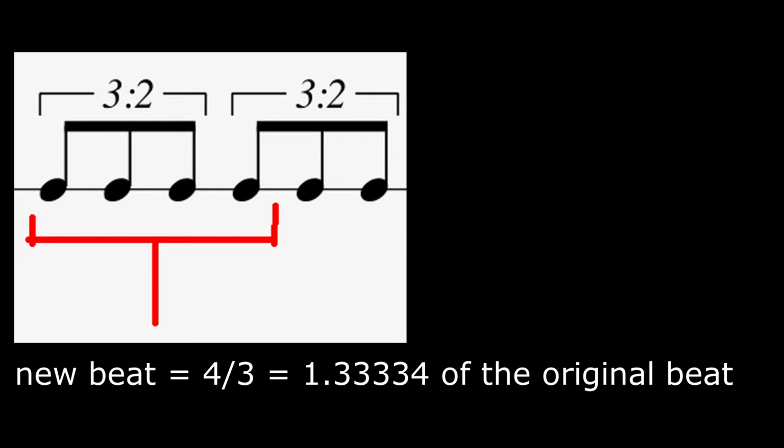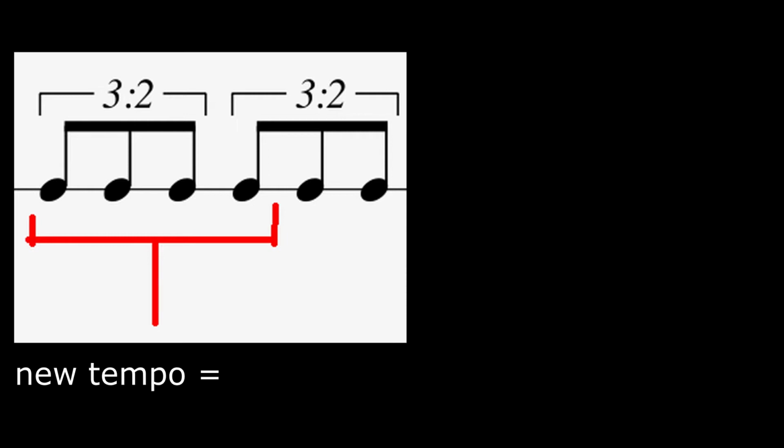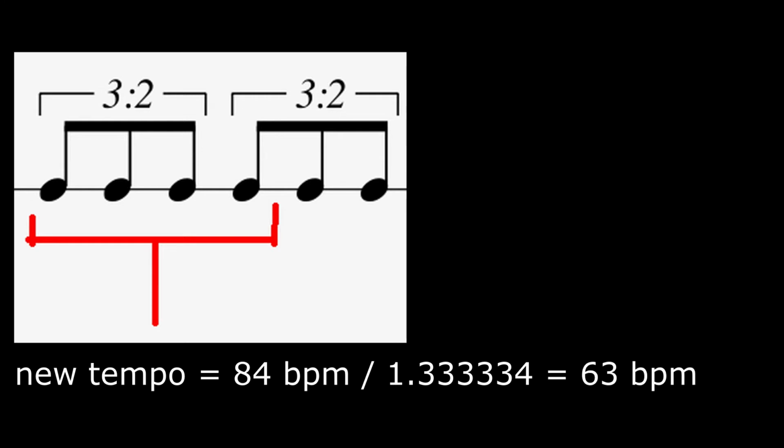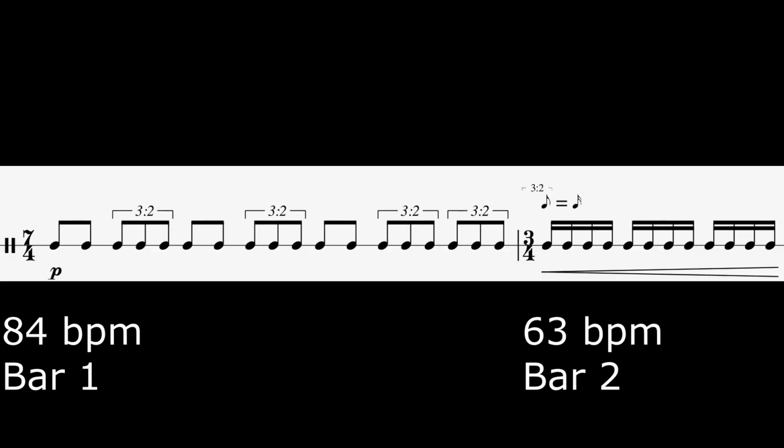1.333334 of a beat. To get our new tempo for bar 2, we divide 84 BPM by 1.333334 and get 63 BPM. So, 84 BPM for bar 1 and 63 BPM for bar 2. Let's listen to both bars.